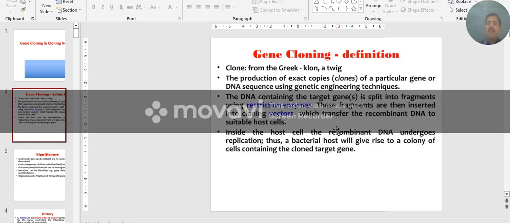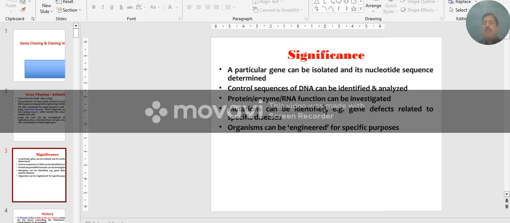The DNA containing the target genes is split into several fragments using a group of enzymes called restriction enzymes, and these fragments are then inserted into cloning vectors, which transfer the foreign DNA into a suitable host cell, thus producing a chimeric cell, a recombinant cell. Inside the host cell, the recombinant DNA undergoes replication, and a bacterial host cell will give rise to a colony of cells containing the cloned target genes. This is the principle behind genetic engineering.